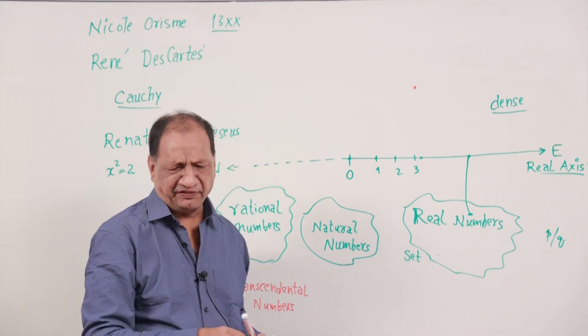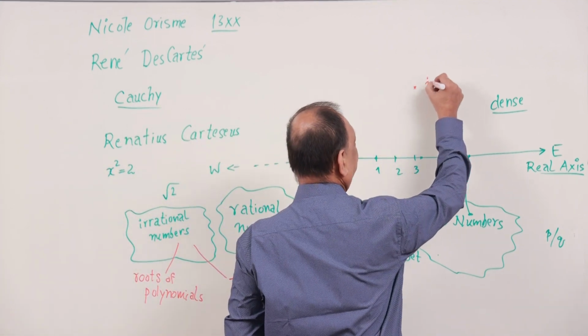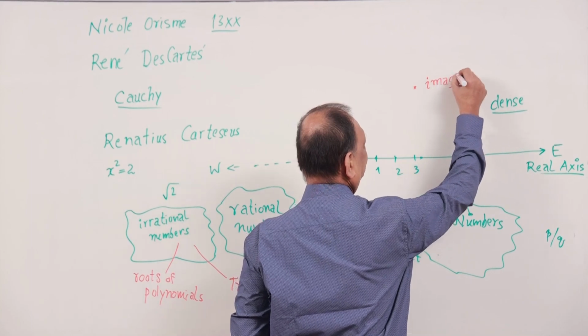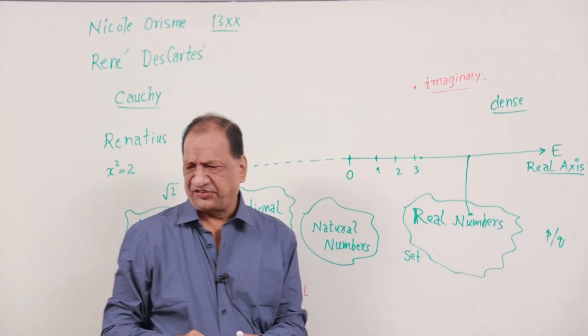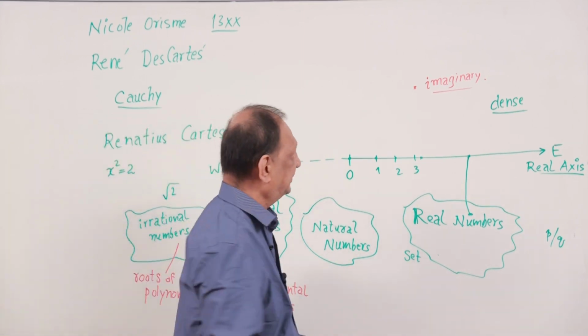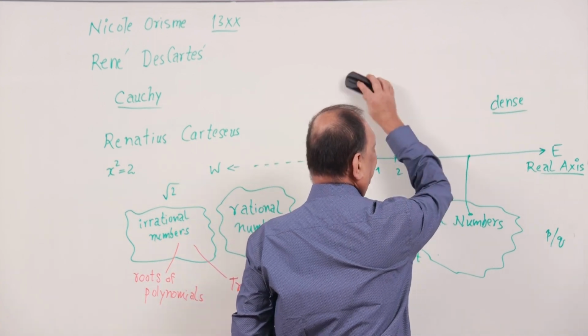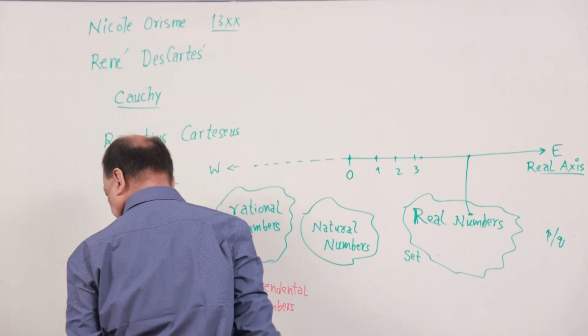And something when it is not real, what do you call it? Imaginary. So that discussion of imaginary numbers we'll discuss at a later stage, but this is not the time for it. So we'll still stick to the real number system only.